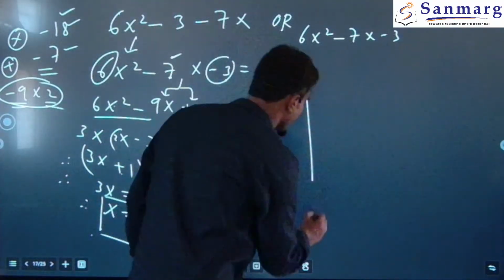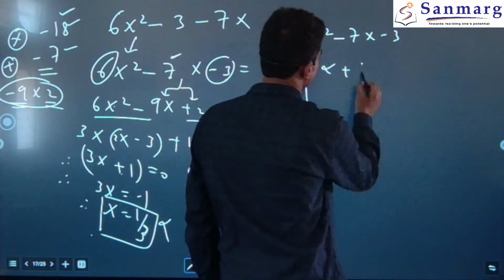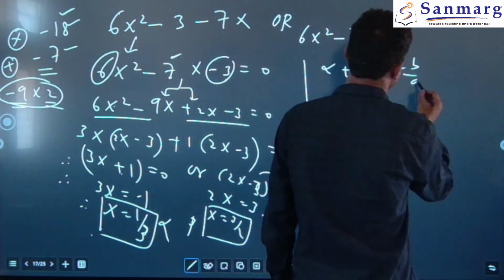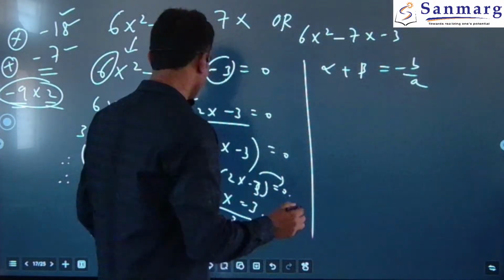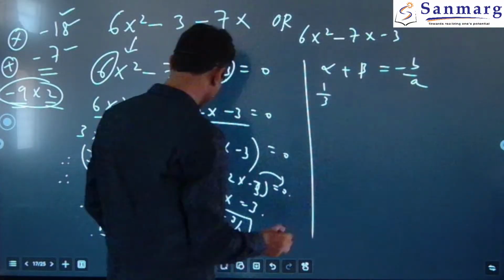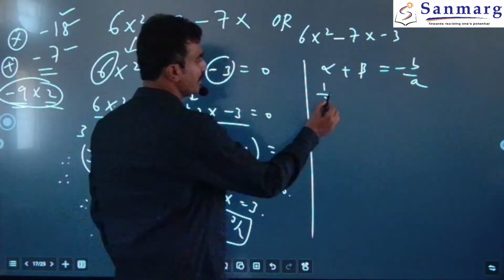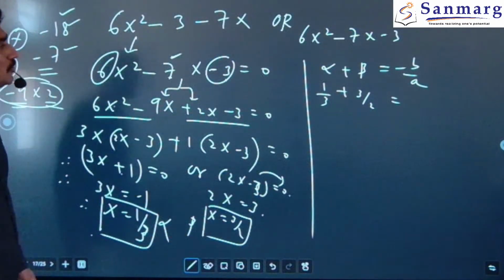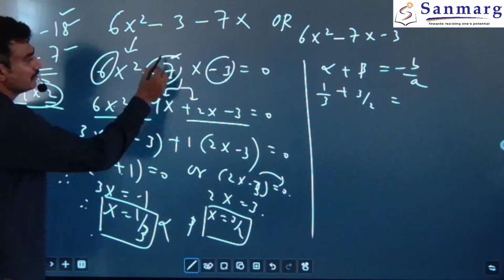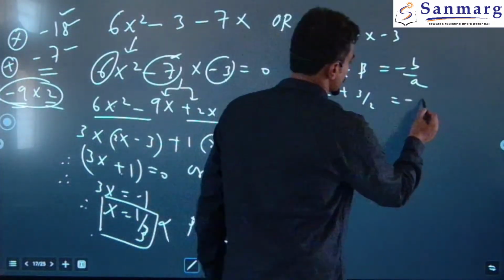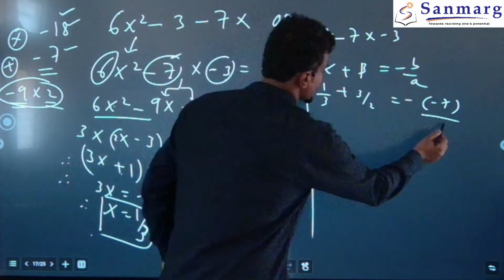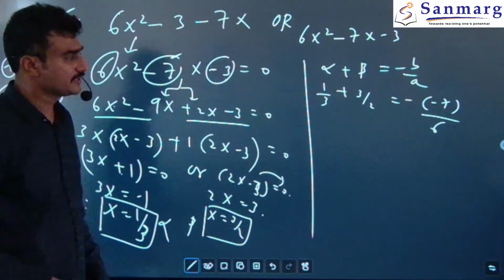Then we have to verify the relation between zeros and coefficients. The first relation is alpha plus beta is equal to minus b by a. What is the value of alpha? It is minus 1 by 3. What is the value of beta? That is 3 by 2. This should be equal to minus b by a. What is the value of b? Minus 7. What is the value of a? Value of a is 6.